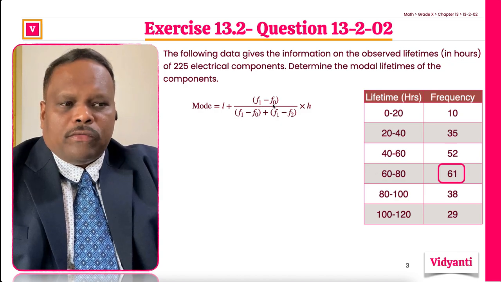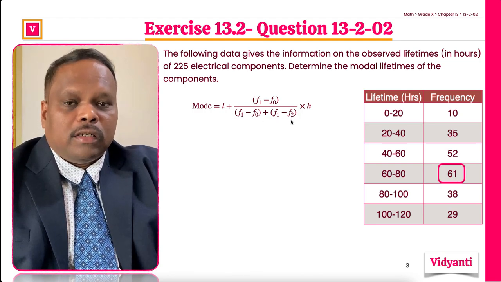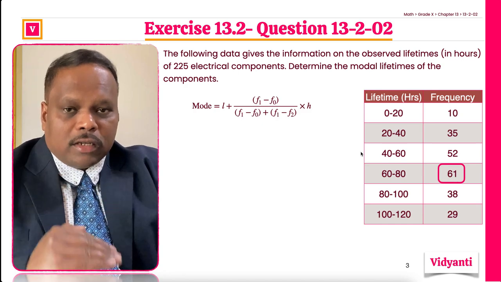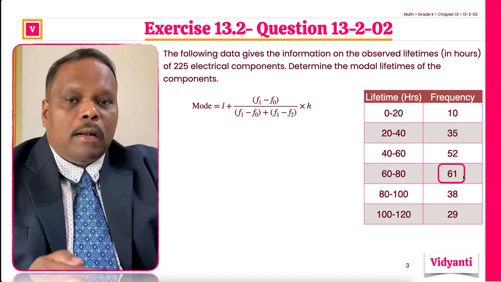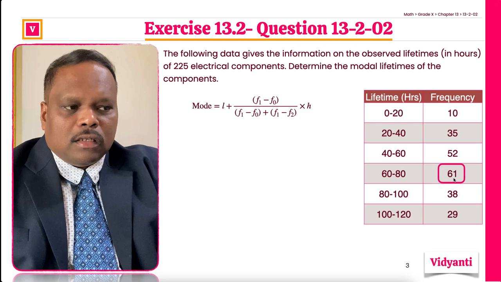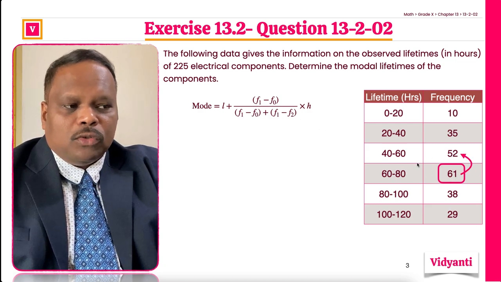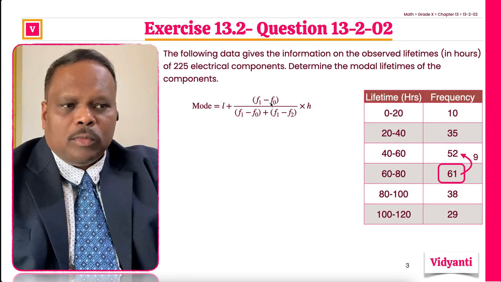F1, F0, F2 are the frequencies of the three class intervals: the class interval which we have just highlighted right now, one previous to that, and one next to that. So F1 is 61 here, F0 is one previous to that, and F2 will be immediately after that. So now it's a matter of finding out differences. F1 minus F0 will be 61 minus 52, that would be 9. So that will go to the numerator and it will also go into one of the terms in the denominator too.